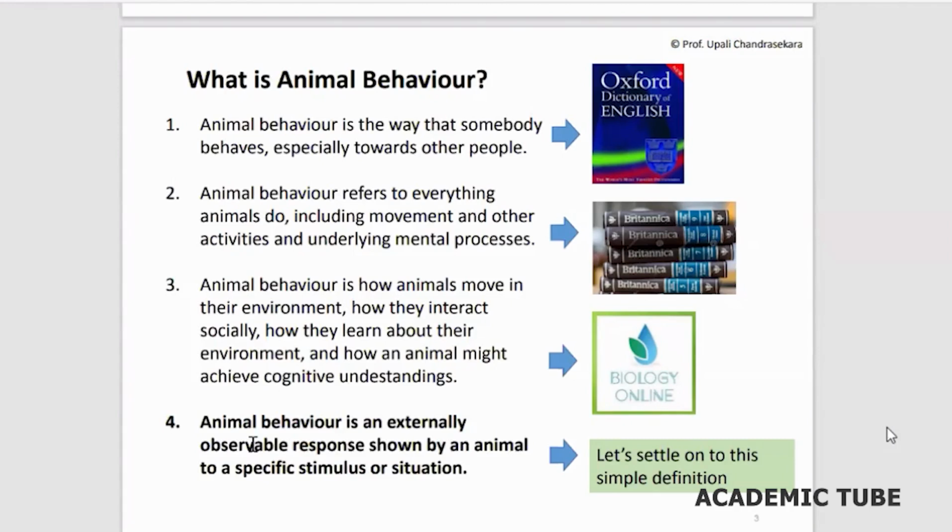But for our study, for our purpose, we will define animal behavior as an externally observable response shown by an animal to a specific stimulus or a situation.